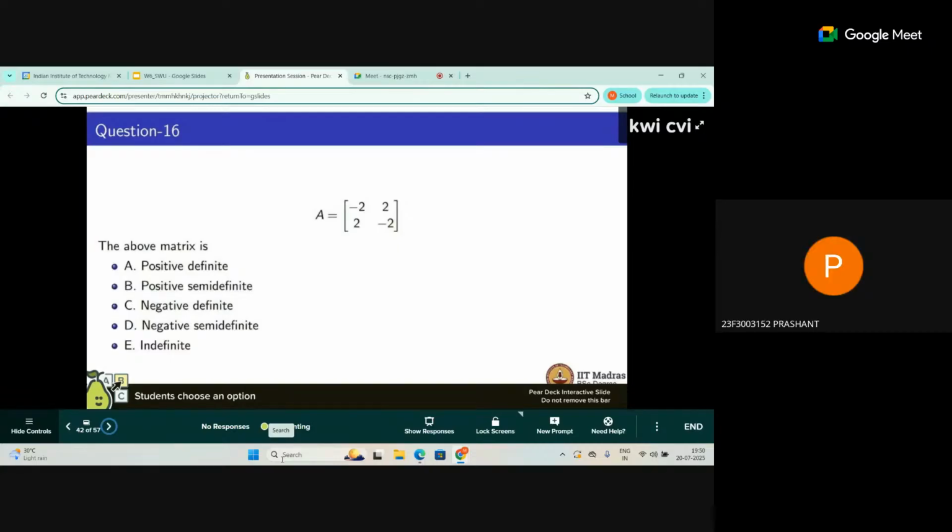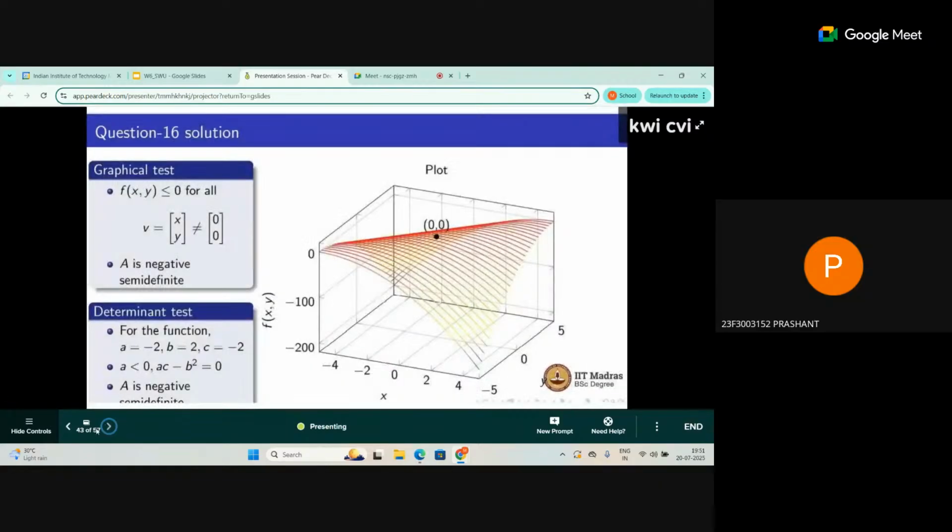Similar to that, negative semi-definite. So when we have positive semi-definite, what was the condition there? AC minus B square should be positive, and the entire determinant was equal to 0, right? So this is going to be negative semi-definite. Or would it be negative indefinite?